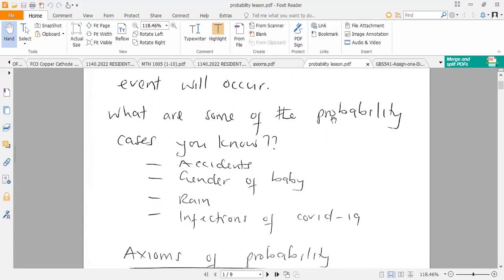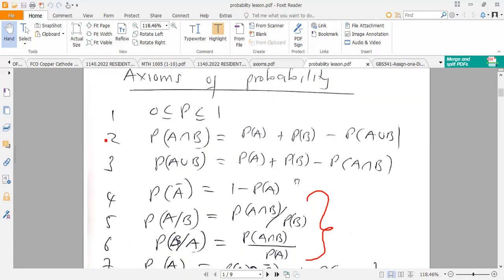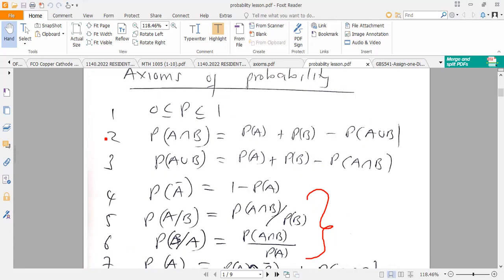So you need to understand the axioms of probability. We have about 13 axioms of probability. To start with, probability should range between 0 and 1. This means we can never get anything more than 1, or anything that is negative, when we're dealing with probability.